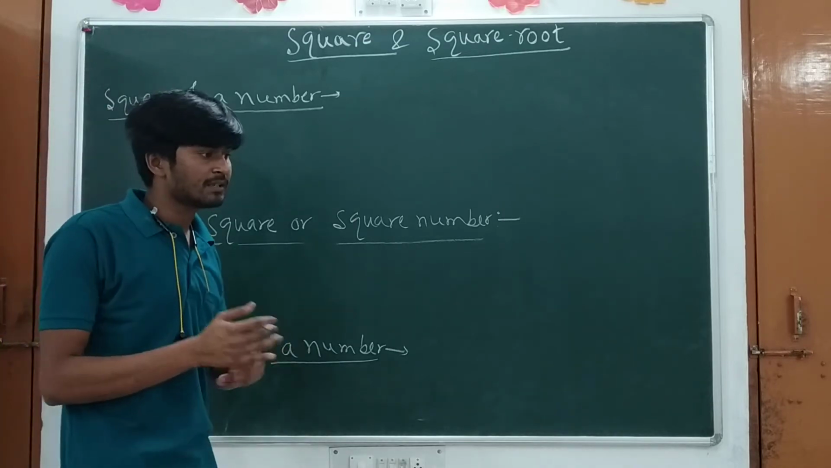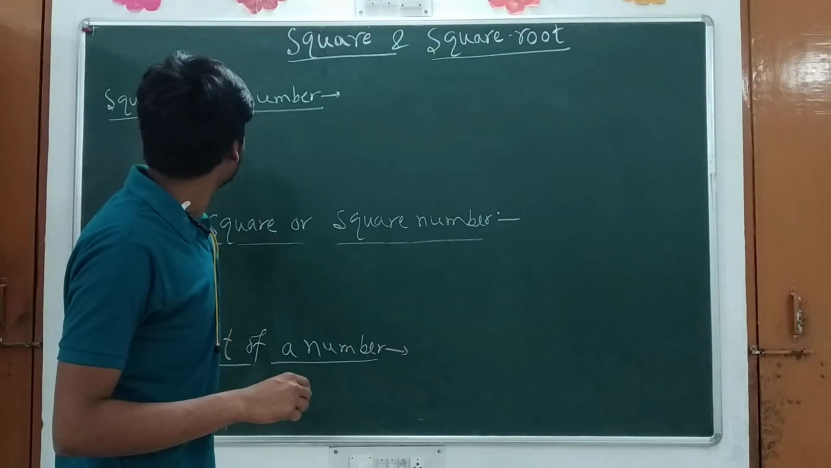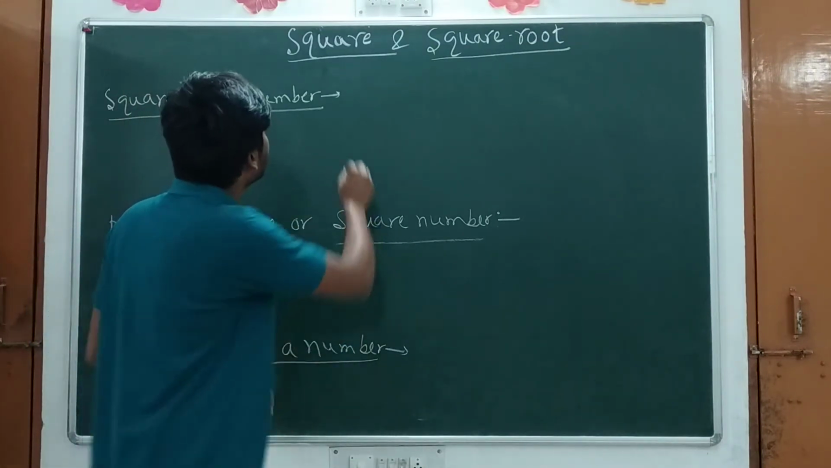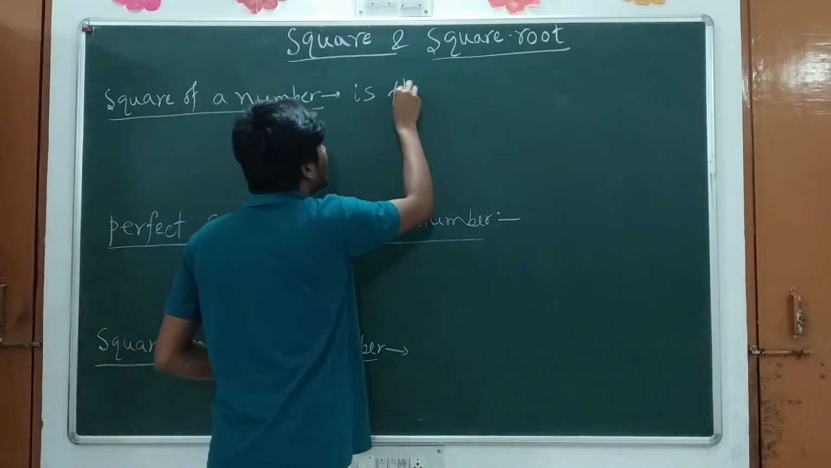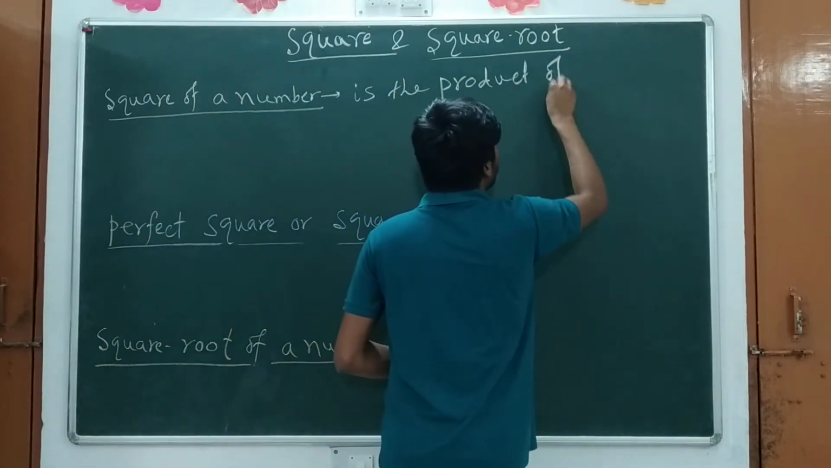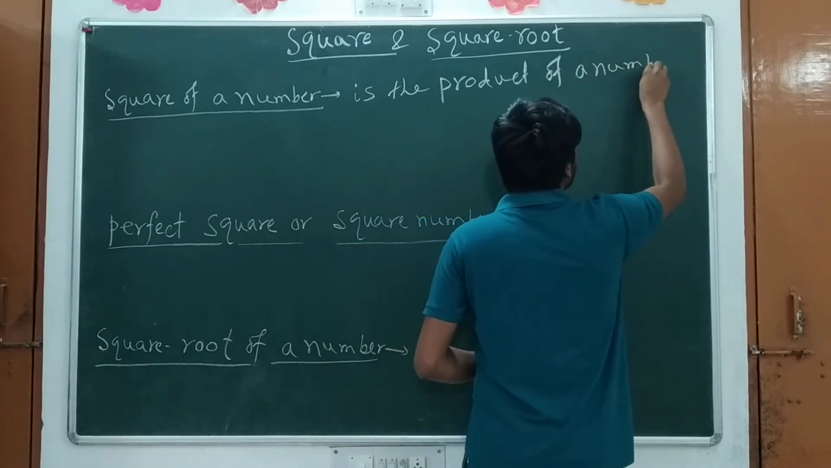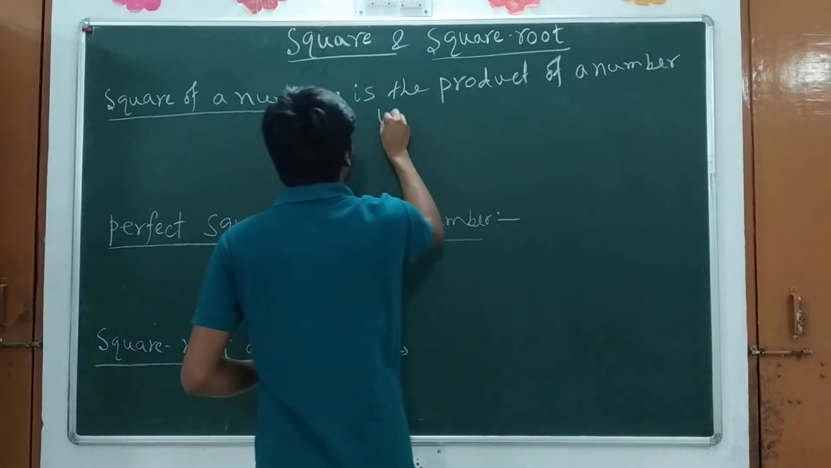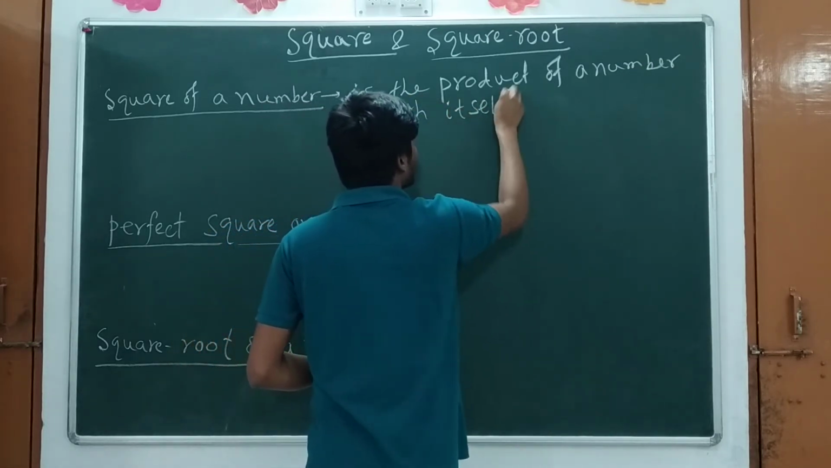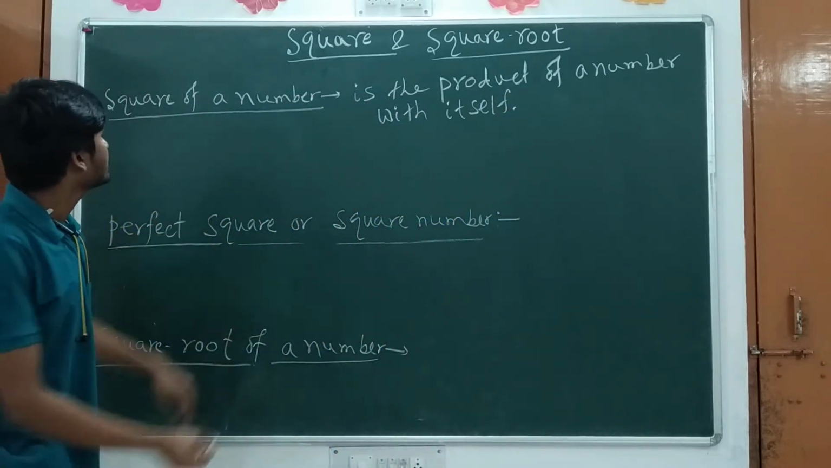Square of a number means the number multiplied by the number itself. So how to find the square of a number? The square of a number is the product of a number with itself. Now, what is the square of a number?